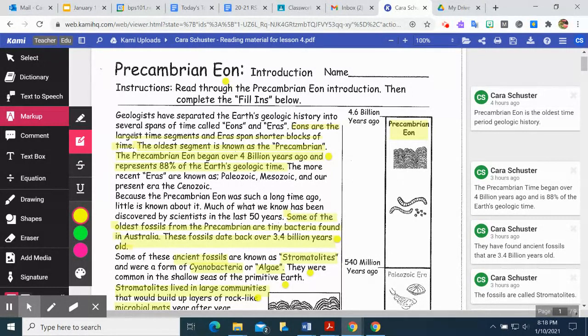Okay. So it says geologists have separated the Earth's geologic history into several spans of time called eons and eras. And I've highlighted here what you need to know about eons. Eons are the largest time segments, and eras span shorter blocks of time. So the first one we have here is this eon.